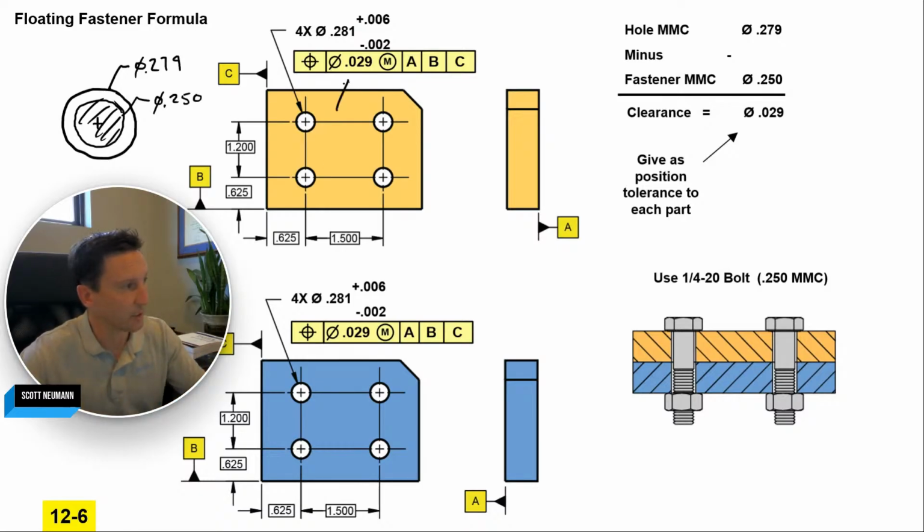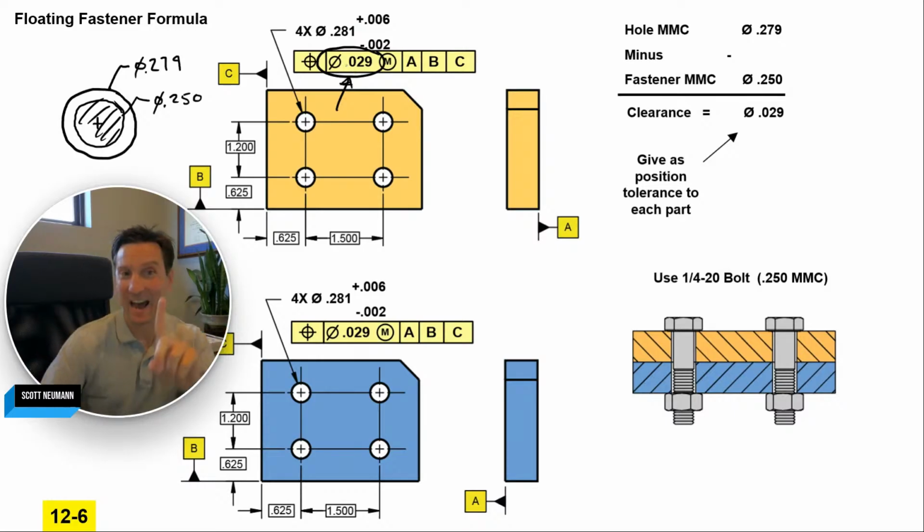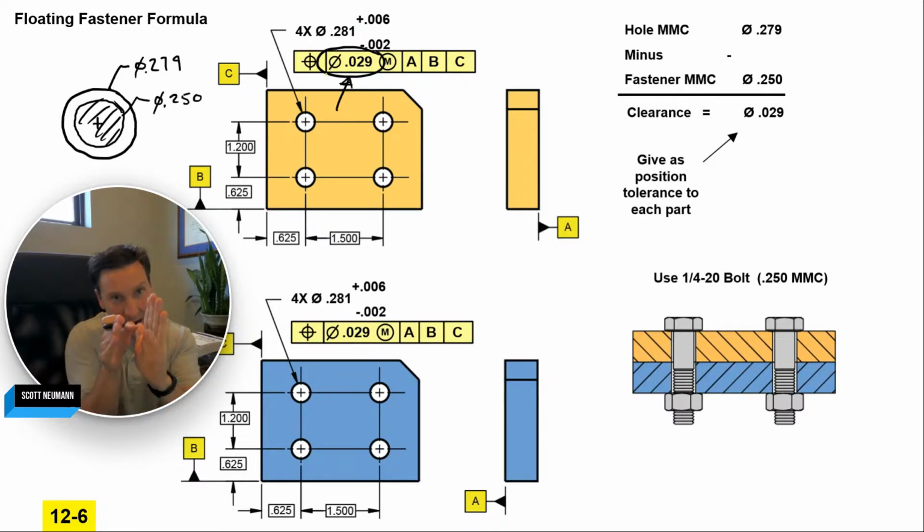So this says a position within a diameter of 29. So how much can the orange axis shift off center? 14 and a half. Yes, half. That's right, half. And that's the key there. When you say position diameter 29, you're saying the axis can shift half of that. He's right, 14 and a half.